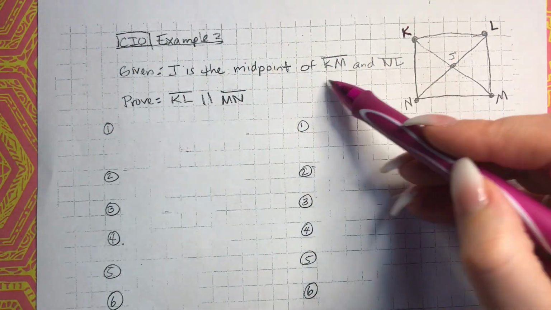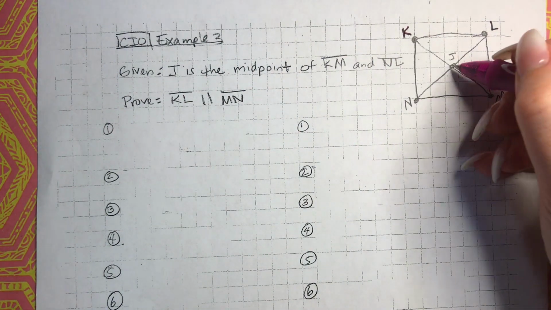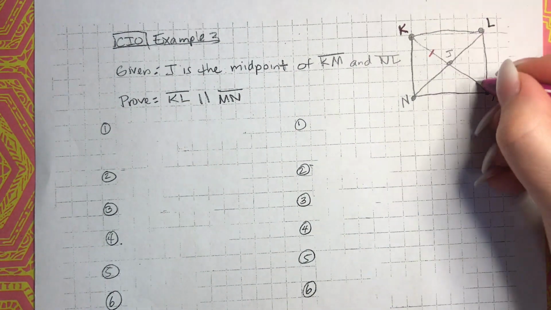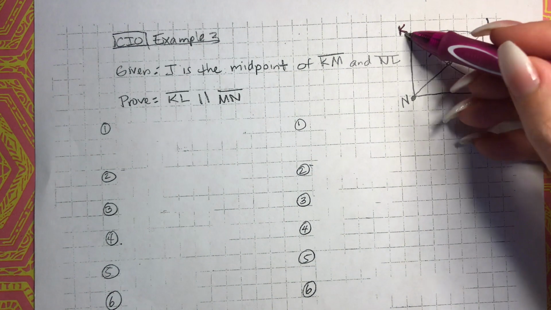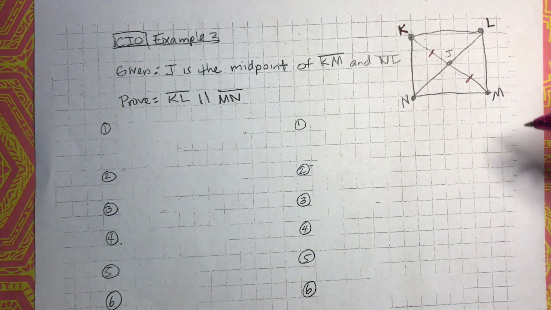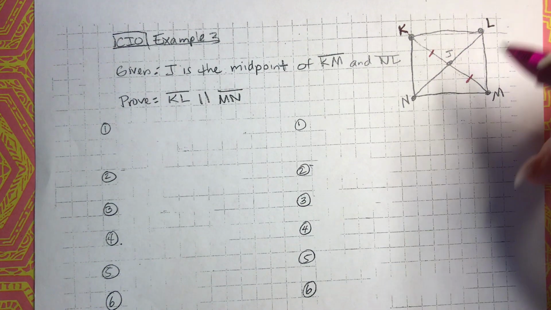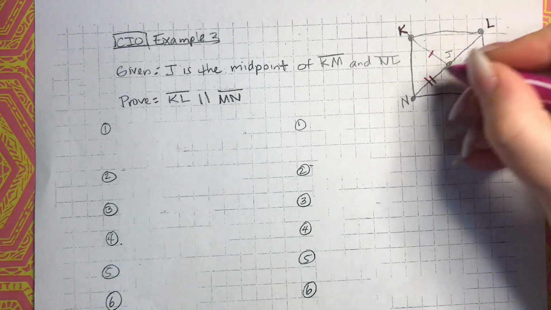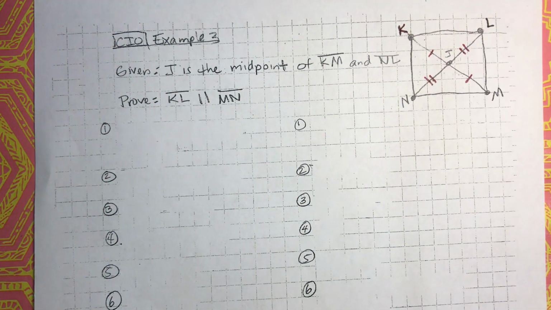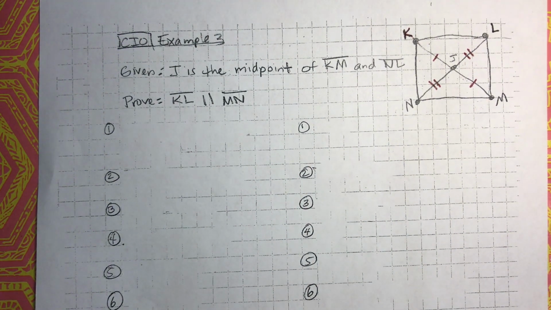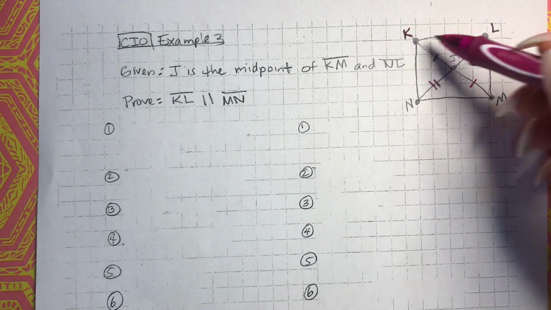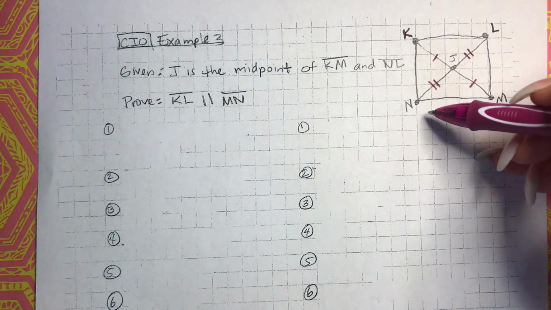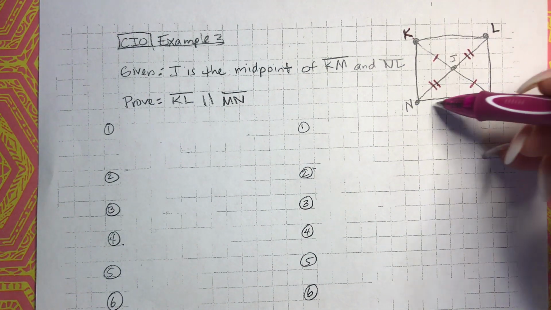But what does that mean? J is the midpoint of KM. So that means this is congruent to that. So KJ is congruent to JM. And what else? J is the midpoint of NL. So that means that these 2 sides are congruent as well. What we need to prove is that KL is parallel to MN.